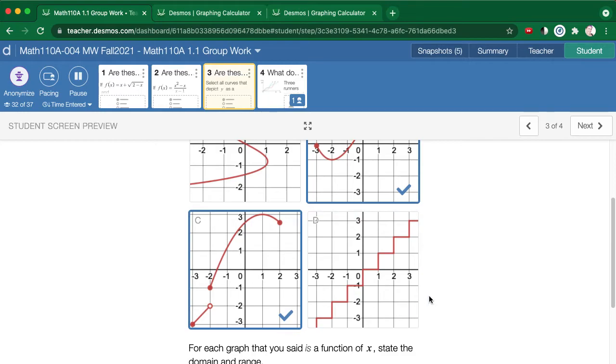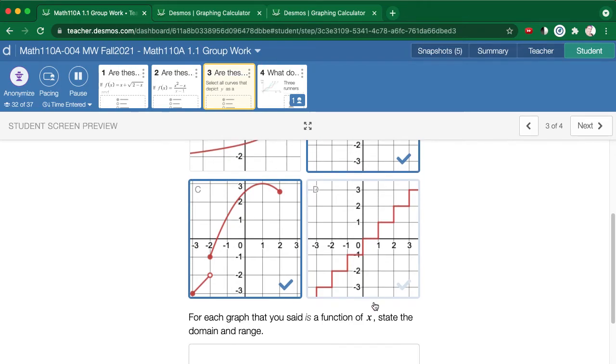Okay, D is not a function because at each of these integer values, if I put a vertical line through x equals 1, I have infinitely many y values there on that graph. All of the values are included between 0 and 1. So that is not a function there.